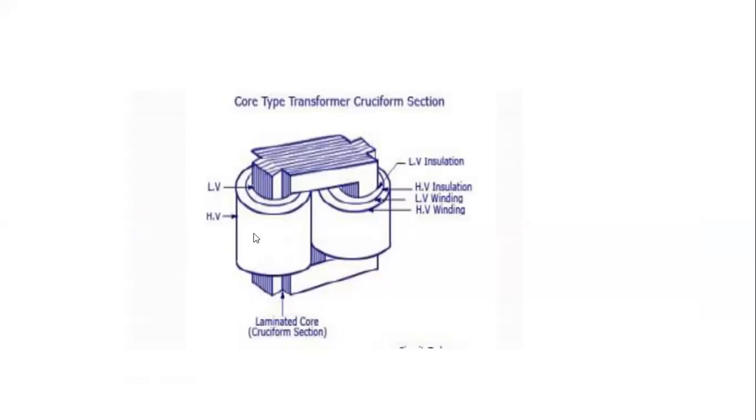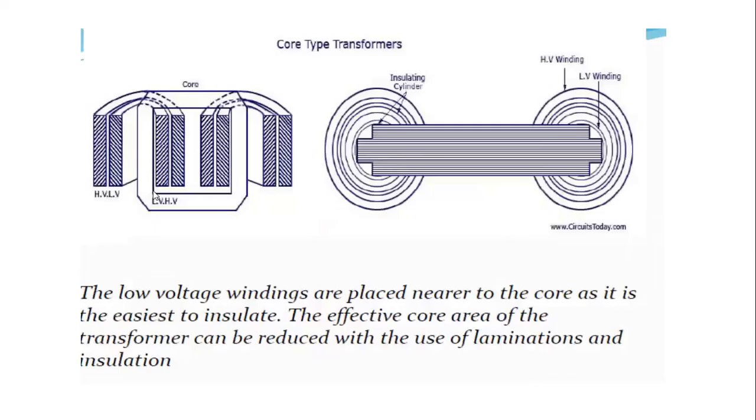On one side we connect one winding and on the other side we connect another winding, and this is the laminated rectangular core. This type of construction is used in small size machines and also in large size machines. This is another cross-sectional diagram for the core type transformer.